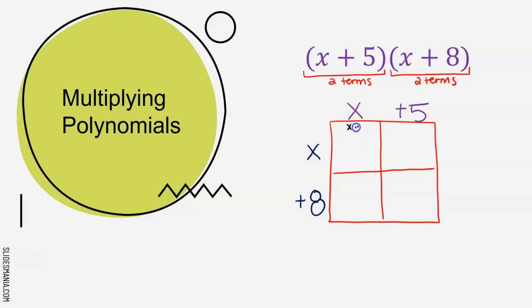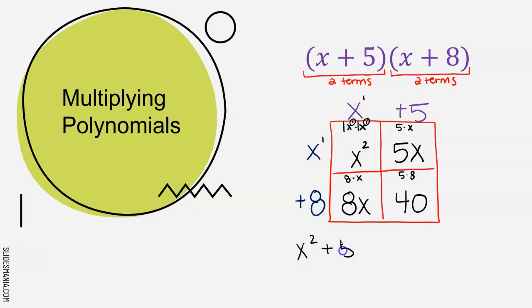In this first box, I have x times x. This is usually one that gets people, but remember there's those little imaginary ones for your exponents there. So I have really 1 times 1, which is 1, but then I have to add my exponents, so I get x to the power of 2. In the next box is a little bit easier, 5 times x, or 5x. In my third box, I have 8 times x, or 8x, and then the last box I have 5 times 8, which is 40.